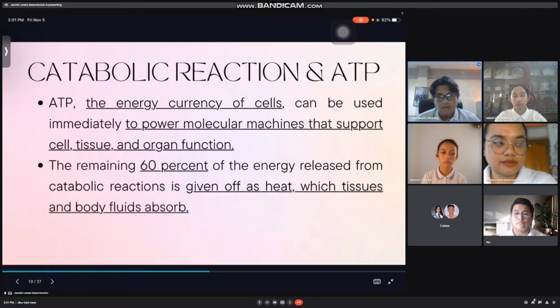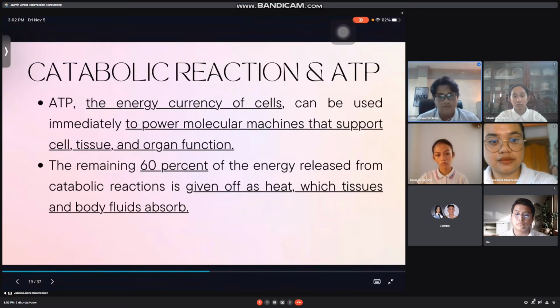All right. So ATP, the energy current to the cells, can be used immediately to power molecule machines that support cell, tissue, and organ function. The remaining 60% of the energy released from catabolic reaction is given up as heat, which tissues and body fluids absorb.